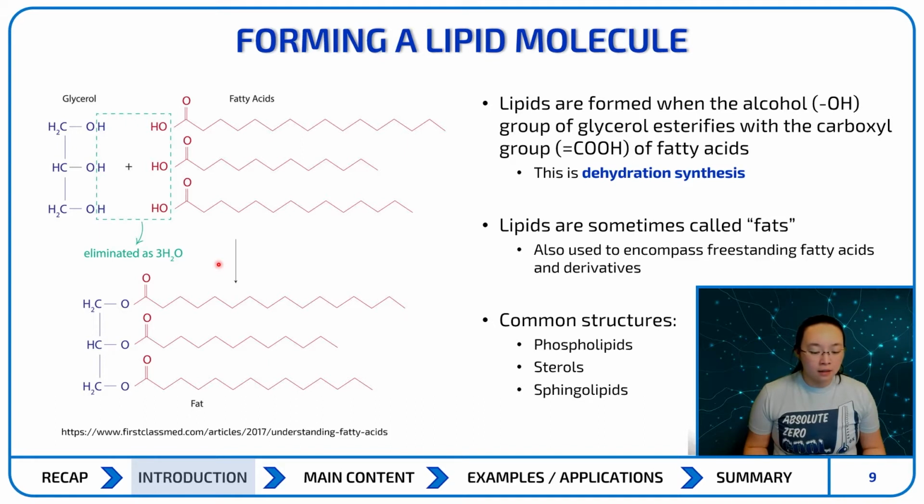In terms of categorizing fatty acids, sometimes fatty acids are used on a standalone basis. We consider those to be a type of lipid as well. So some common structures that we are going to take a look at are phospholipids, sterols or steroids, and sphingolipids. So these are three of the most common ones. I'm going to be going through all 8 of them.